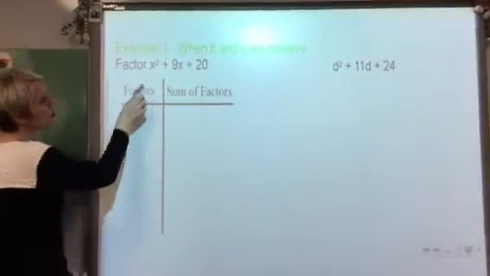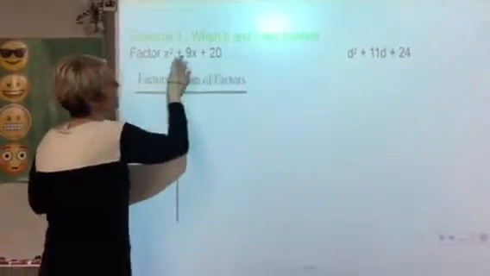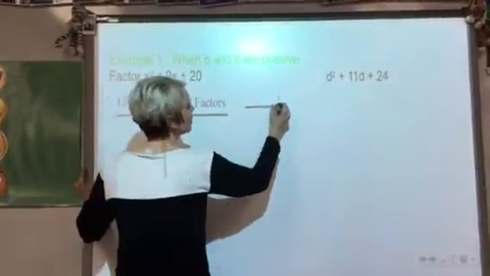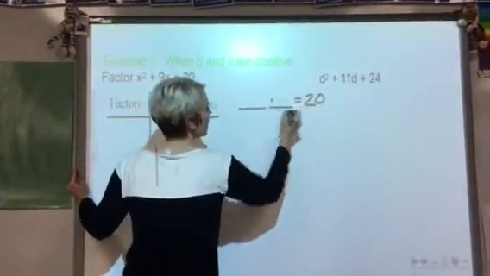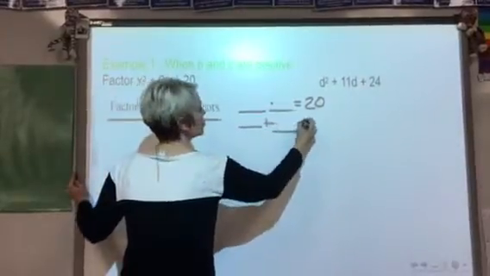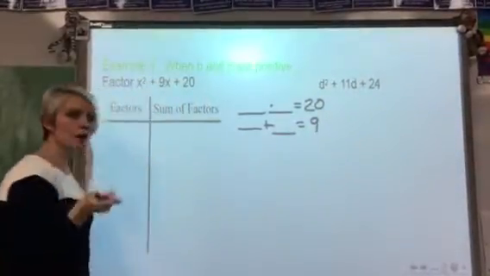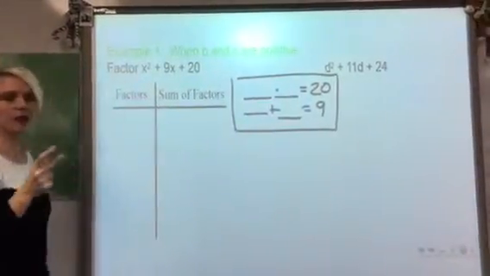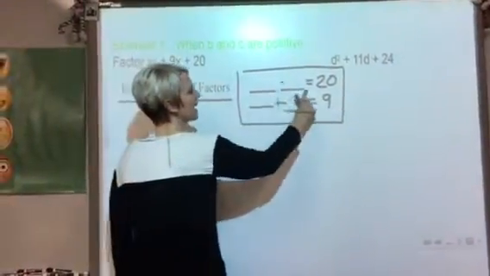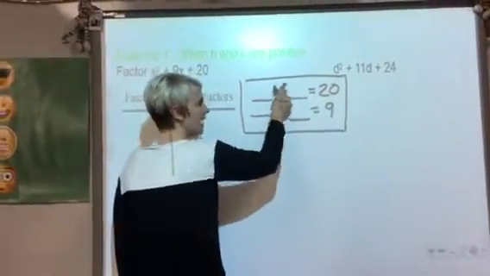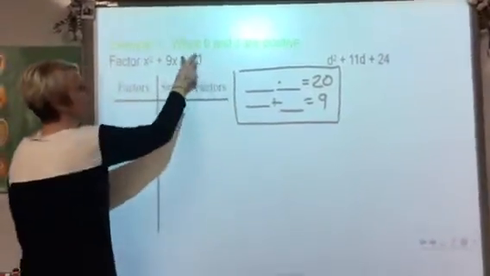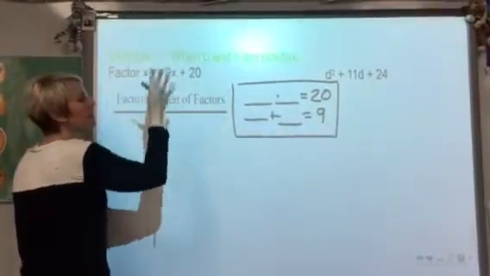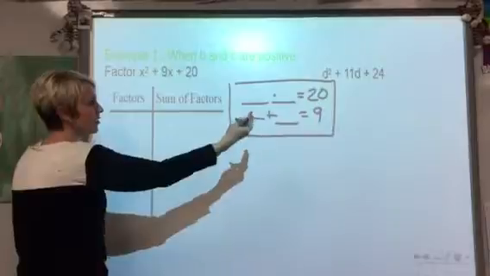And so what we're going to do is, when b and c are both positive, we're going to look for factors of 20 that will add to 9. And you're always going to make that little box where you have two factors to sum. Factor, sum. You're always looking for the factors of the last term to get the sum of the middle. Factors of the last, sum of the middle.